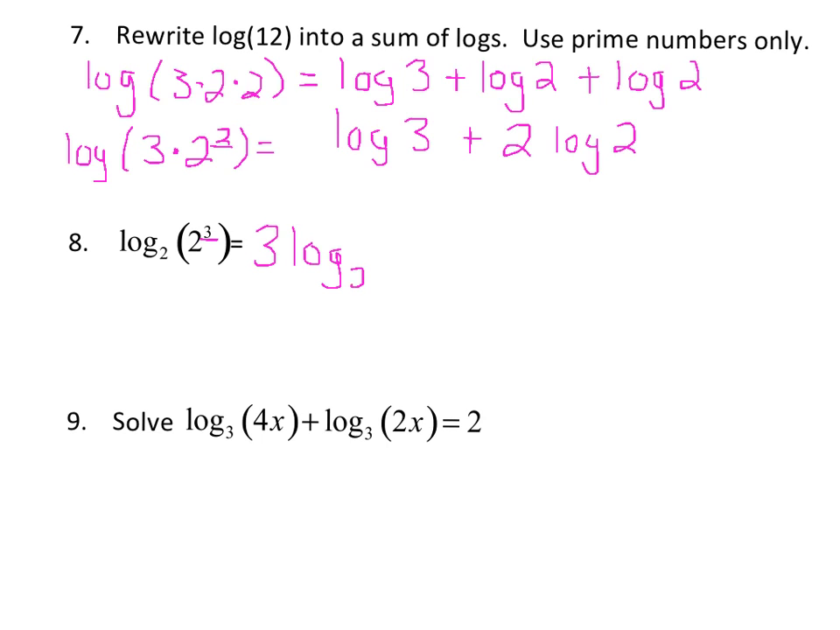So we have 3 times log base 2 of 2. And log base 2 of 2 is 1, because 2 to the what power gives you a 2, 2 to the first. So then 3 times 1 equals 3. You can also remember that if the base of the logarithm is the same as the base of the exponent, the answer is just the exponent. So we could pretty much just look at this problem and know that the solution is 3.